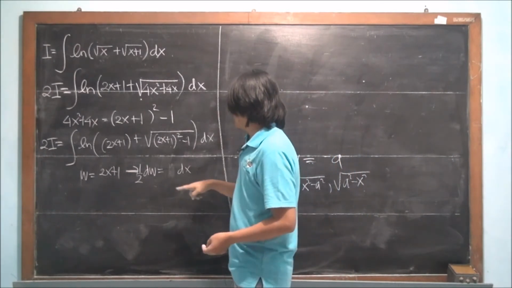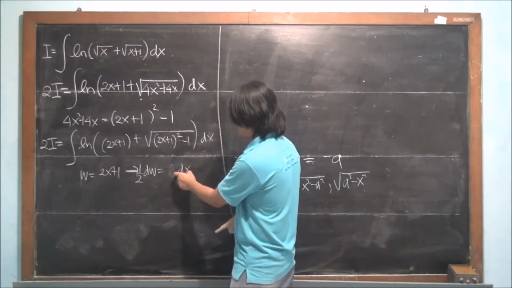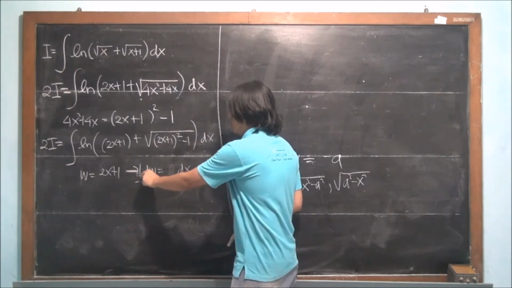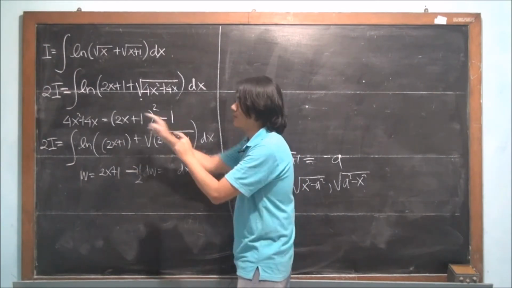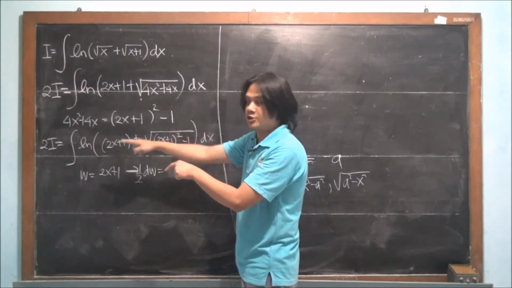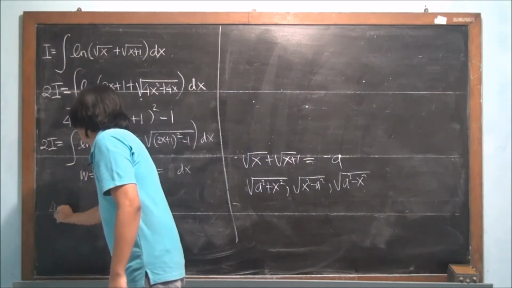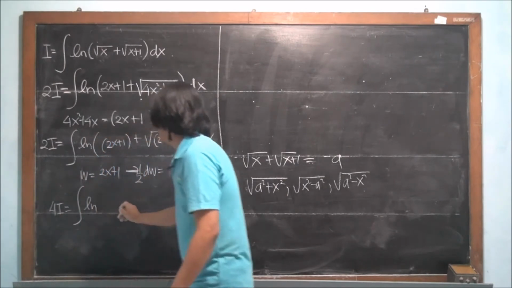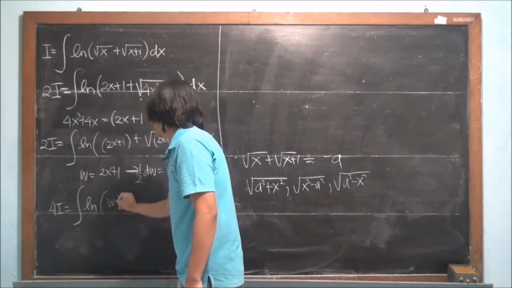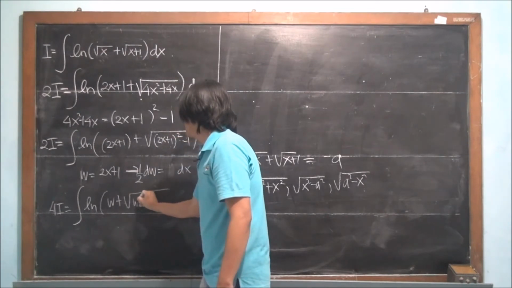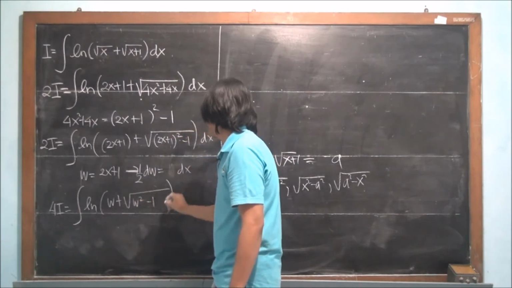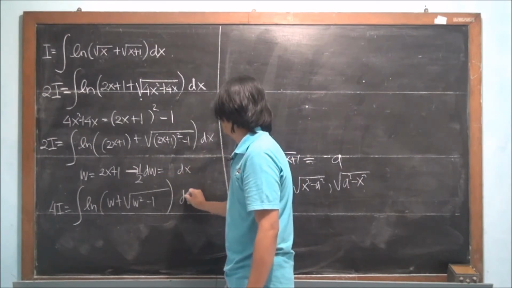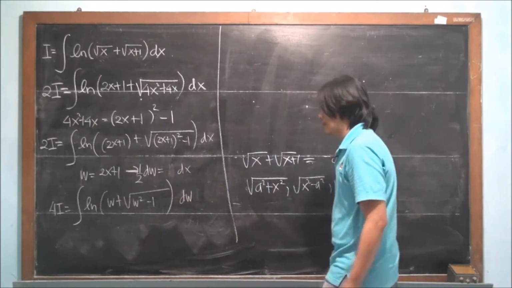First of all, when we replace dx by 1/2 dw, we don't like the 1/2 expression. So let's multiply both sides by 2. So we have 4I is equal to the integral of ln of w plus square root of w squared minus 1, which is twice dx, that is dw.